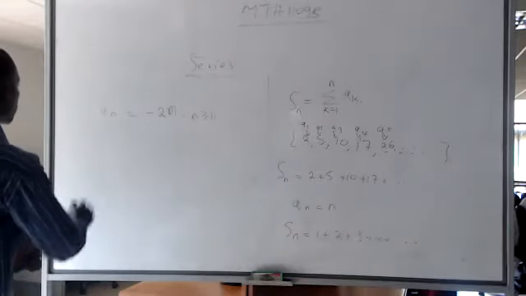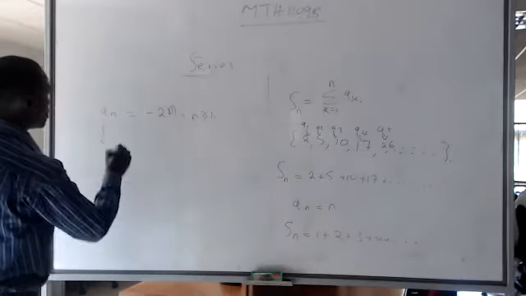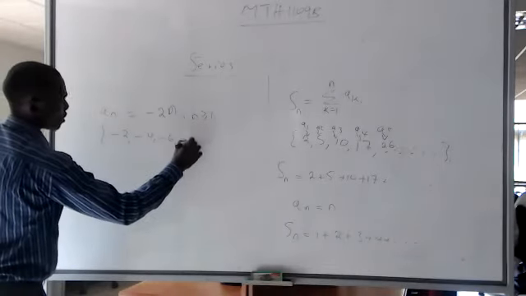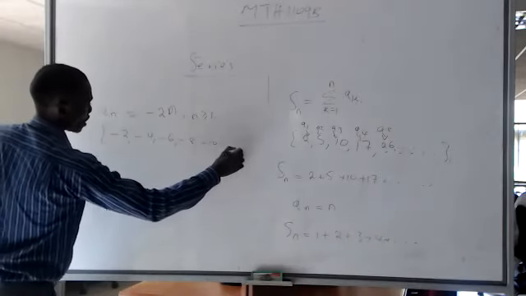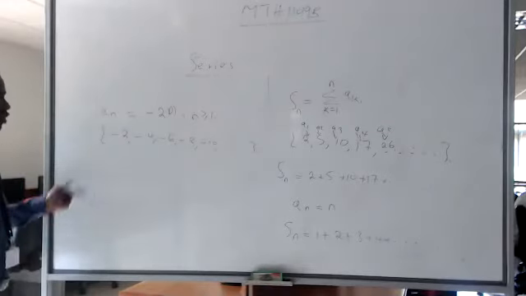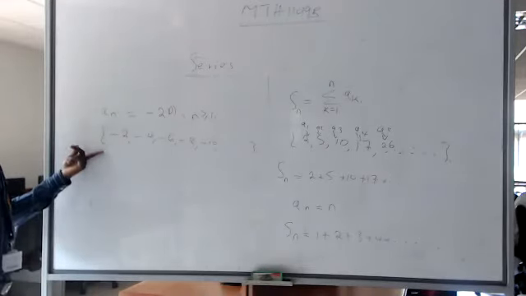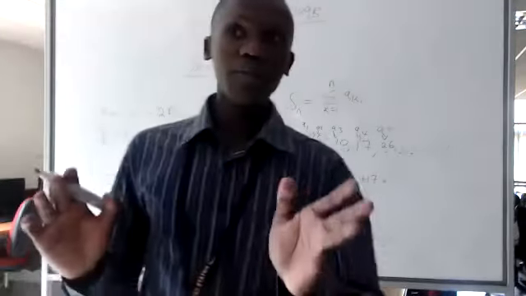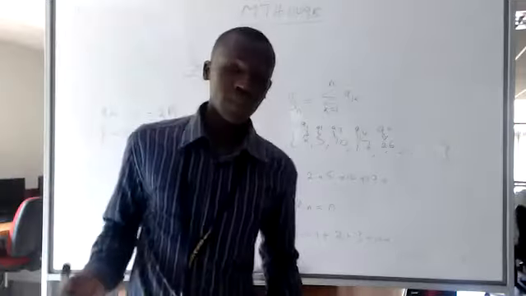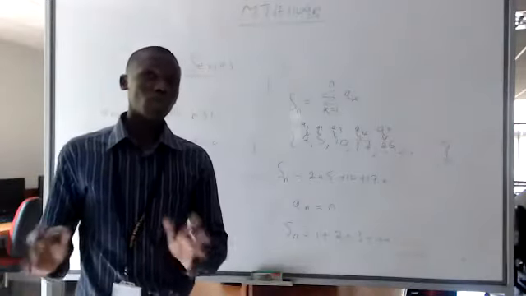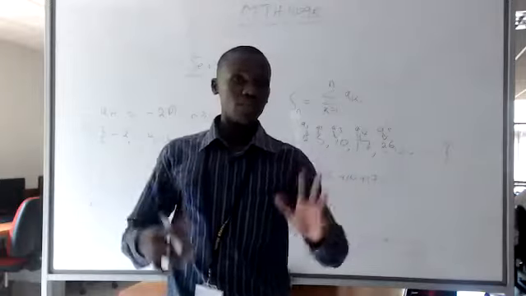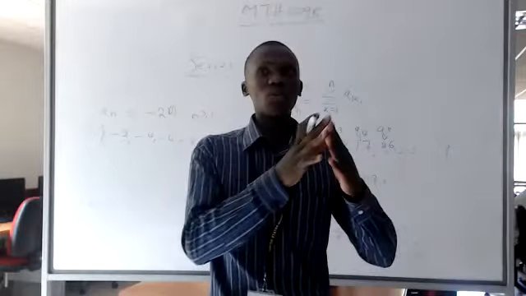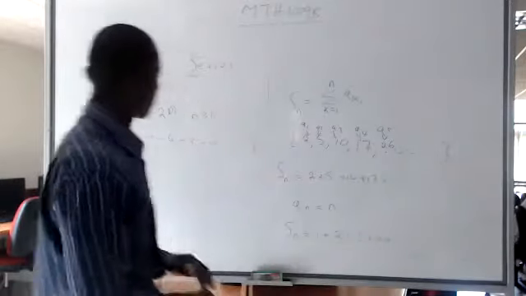So in this case, your sequence will be minus 2, minus 4, minus 6, minus 8, minus 10, all the way. Surely when you add negative numbers, you're bound to get a negative sum. So don't be shocked when you find sequences whose sums are negative. It's possible that the sum of terms in the sequence can be negative if you have more negative terms than positive terms, or if the sequence has only negative terms.